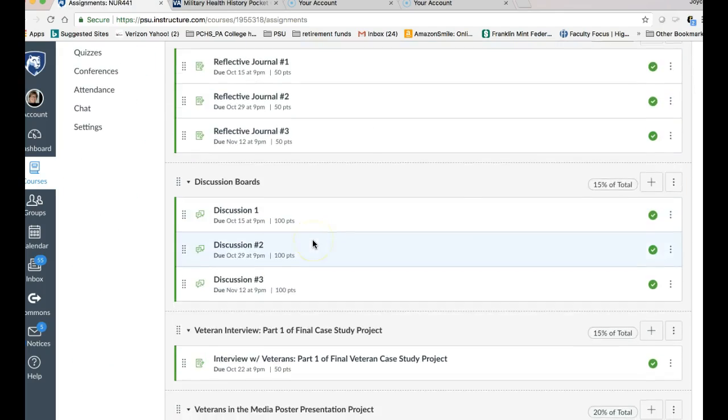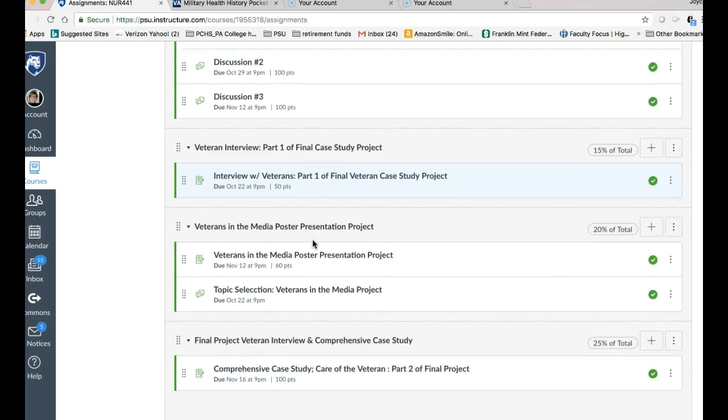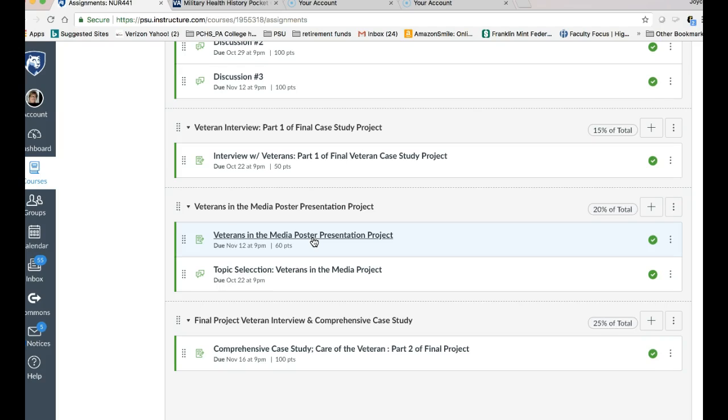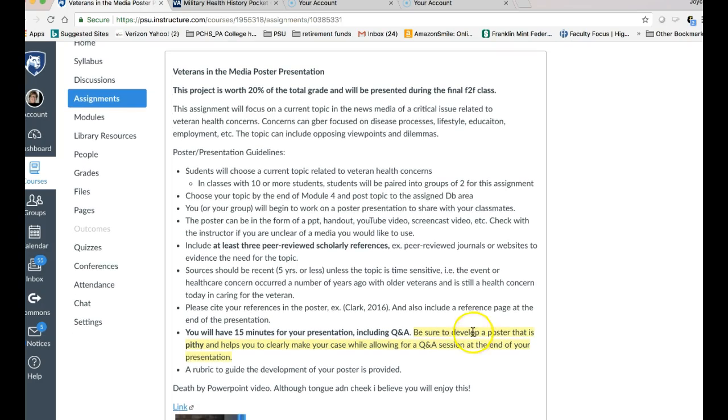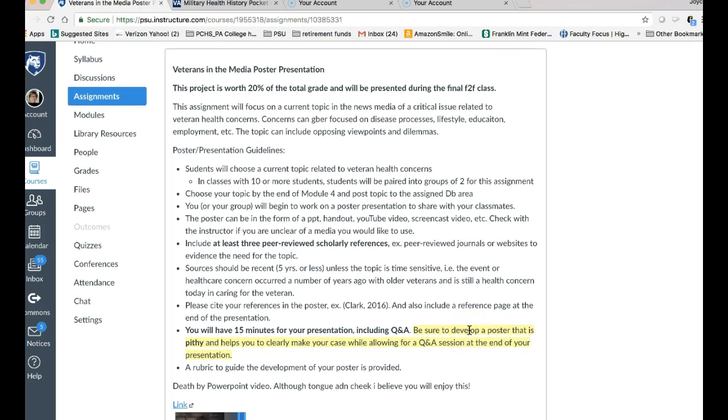There is one more assignment, and this will be held on the last day of class, and that is your Veteran in the Media poster presentation project. Again, here are your clear guidelines. You are to pick a topic. In that discussion board, you saw topic selection. You are to pick a topic from the media. It can be on anything, but it has to relate to some kind of care of the veteran.